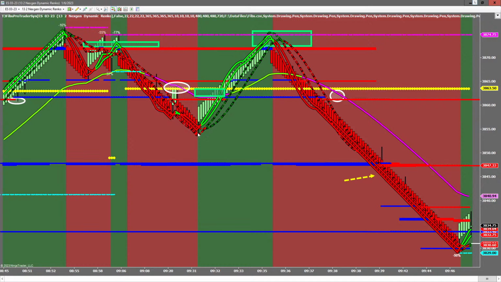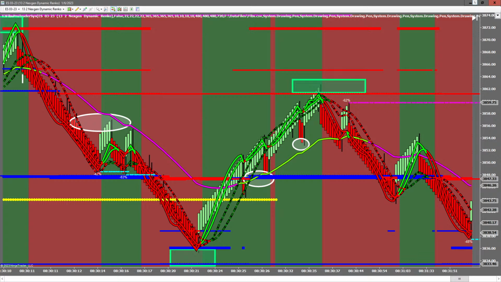All right, so you know what? Let me save my workspace. God forbid it goes down and I lose all my boxes. Save workspace. Okay.